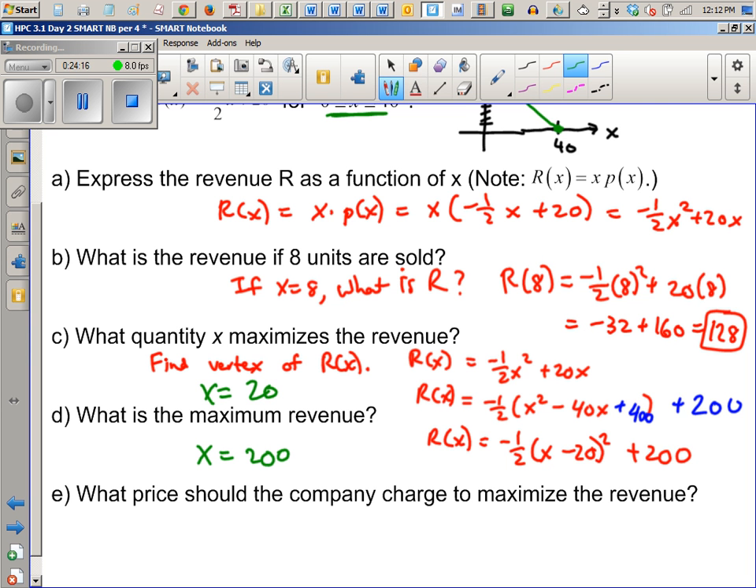What price should the company charge to maximize their revenue? 20. Actually, no, price when x is 20. So what is the price when x is 20? They should charge $10 and they'll maximize the revenue. You can just model your work for the finance problem after mine. It's going to be basically copy and paste. It's the same thing.